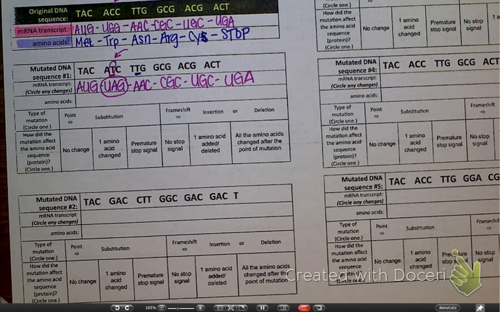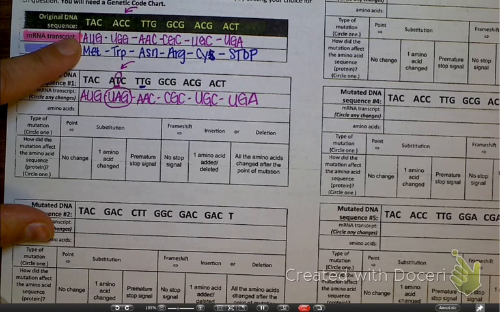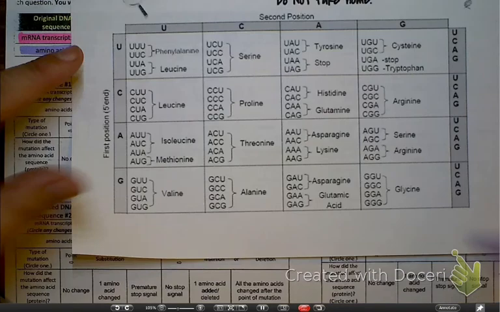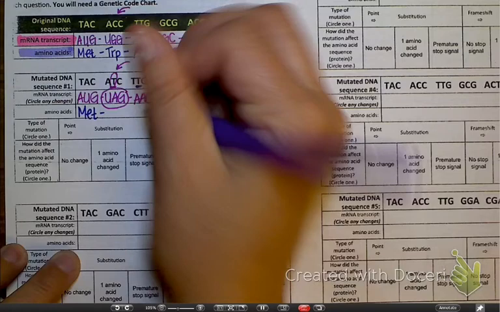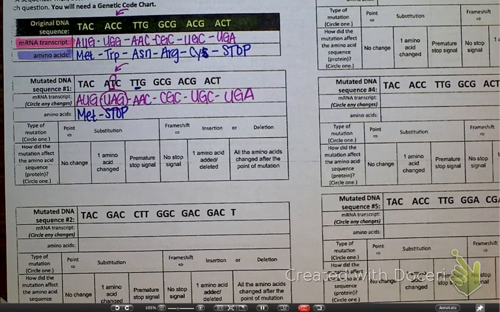Last but not least, what's our next step? Amino acids. So what does AUG code for? Methionine. MET. What does UAG code for? If you look at this, very good. UAG codes for stop. So you would write stop. So that means your ribosome says, all right, we're done. Do you think that's going to be good for your protein? No, because now your protein's only one amino acid, right?